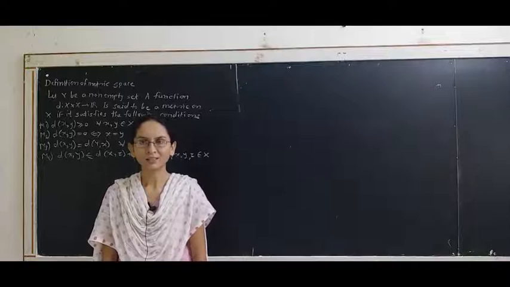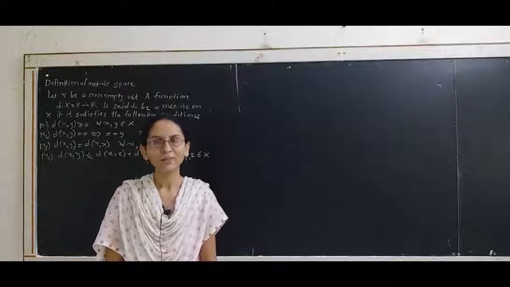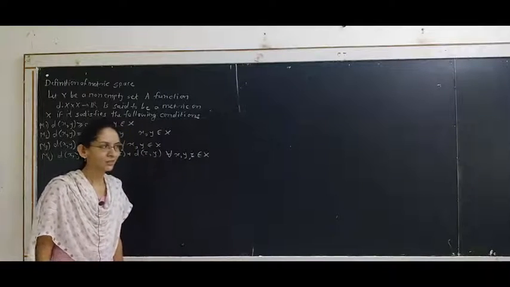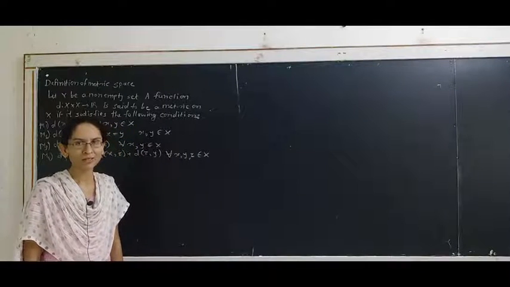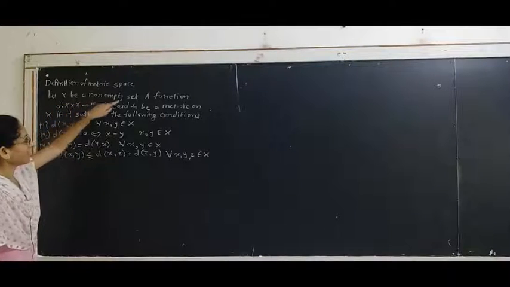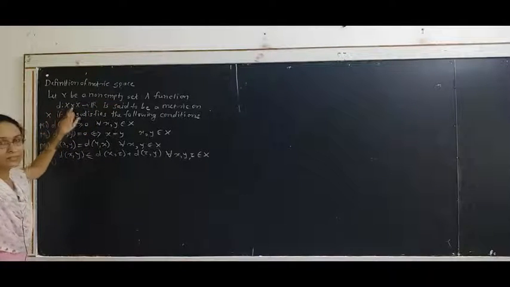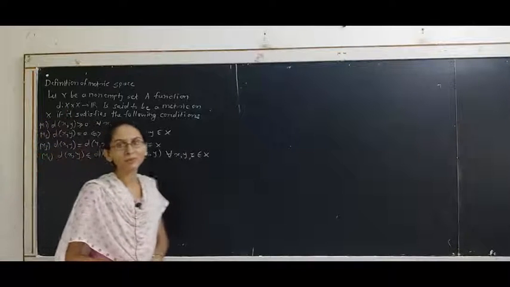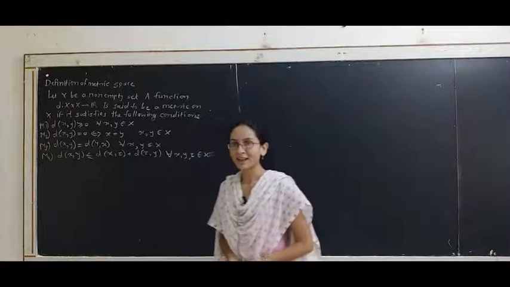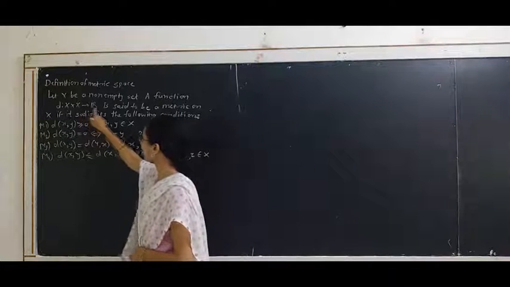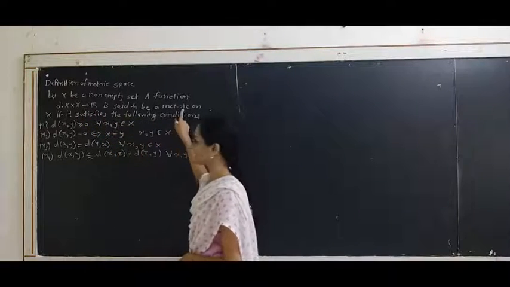In the last lecture, we saw the definition of a metric space. Recall that definition because we have to take some examples. The definition is: X is a non-empty set. X should not be empty, meaning X has at least one element. A function D from X cross X to R is said to be a metric.